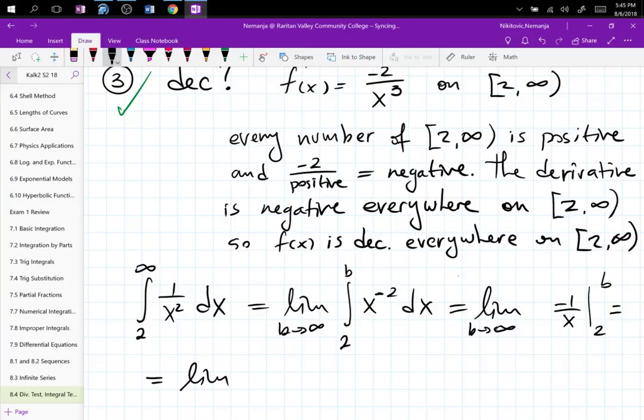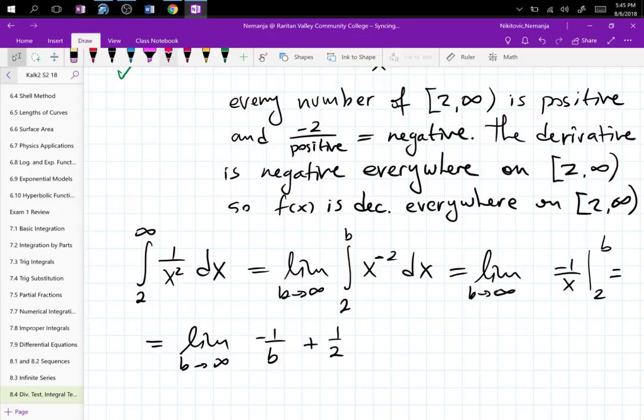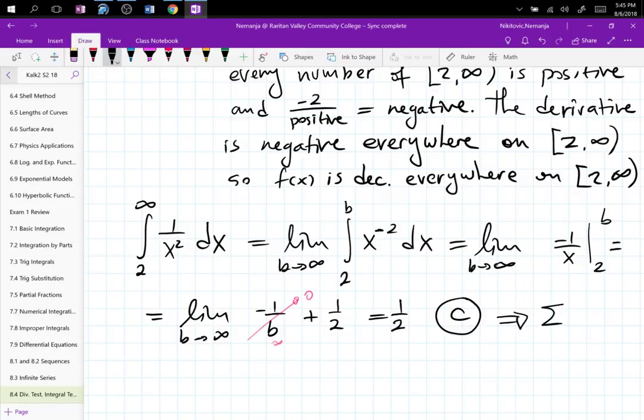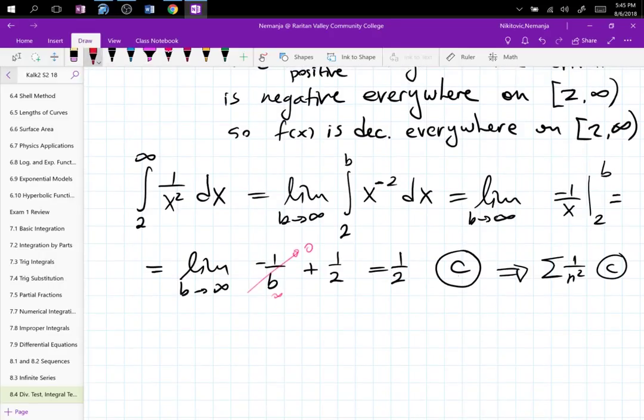So now limit b goes to infinity. When I plug in b, I get negative 1 over b plus 1/2. Now negative 1 over b will go to 0 when you plug in infinity for b, because 1 divided by infinity is 0, and we get 1/2. So that converges, which implies that the series of 1 over n squared converges. But we'll write that in the answer.